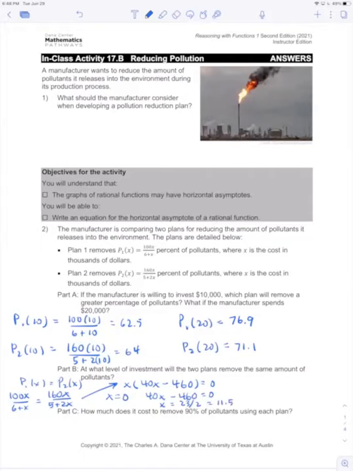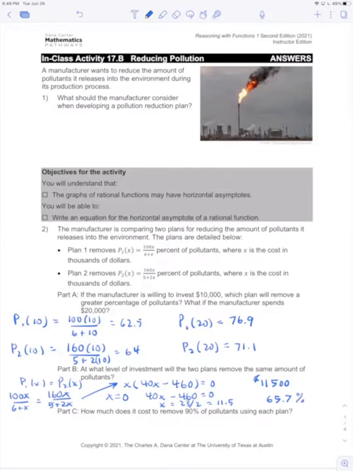So at what level of investment will the two plans remove the same amount of pollutants? It would be $11,500. And furthermore, if we took the 11.5 and plugged it into either P1 or P2, we would end up with about 65.7% of pollutants being removed.